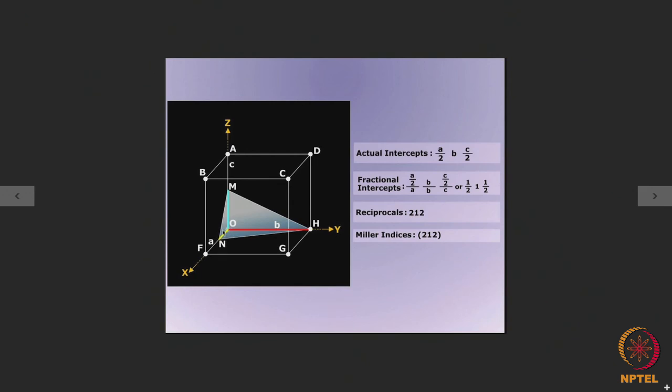Now, what about this plane over here, MNH, in the cubic unit cell with lattice parameters a, b and c? Now, you see that this plane is such that it makes an intercept ON, which is half of a on the x axis. It makes an intercept OH, which is equal to b, and it makes an intercept OM, which is equal to half of c. So, the intercepts made by the plane MNH on x, y and z are a by 2, b and c by 2 respectively.